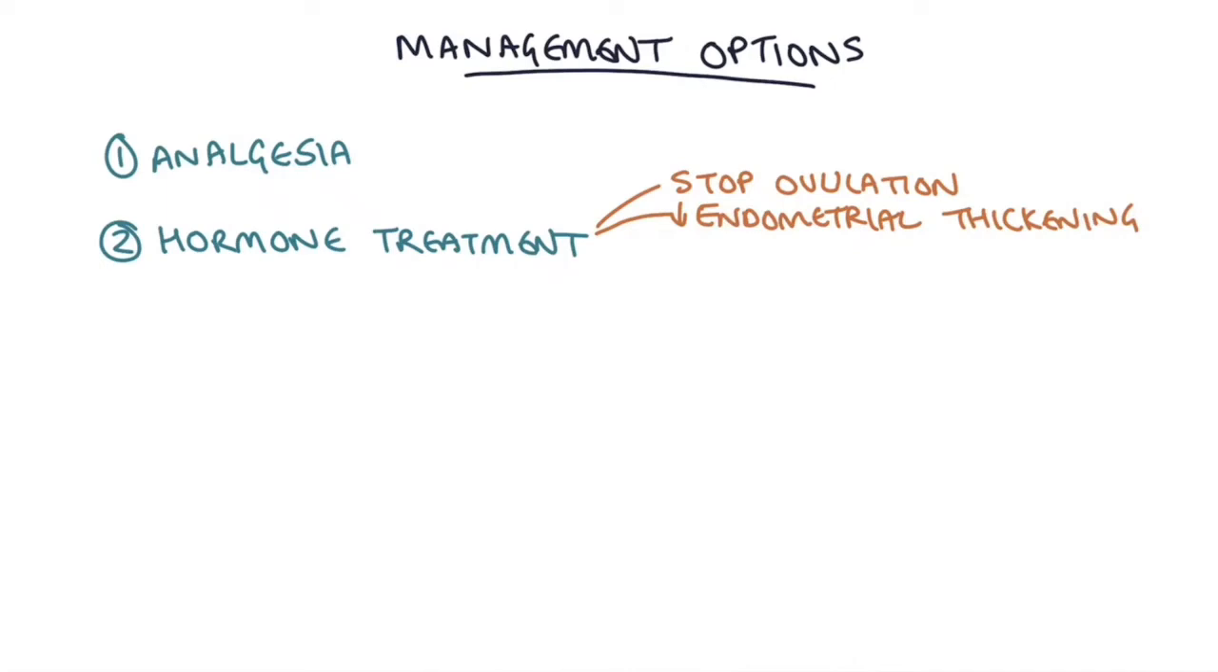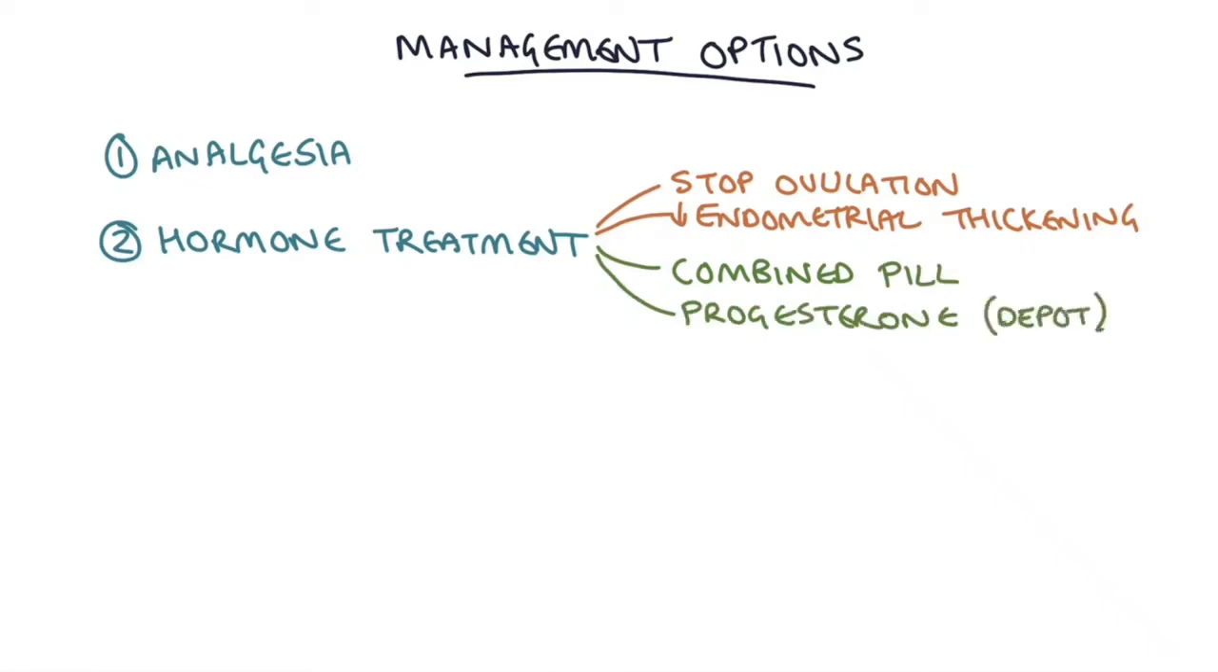So the way we can achieve this is using the combined oral contraceptive pill, or using progesterone such as medroxyprogesterone acetate in the depot injection, or by using the Mirena coil. All of these methods work to try to prevent ovulation and also to reduce the amount of endometrial thickening that happens. These hormonal methods will help with the cyclical pain, but they may not help with pain relating to the adhesions. The other thing that we find is that this cyclical pain tends to improve after menopause.